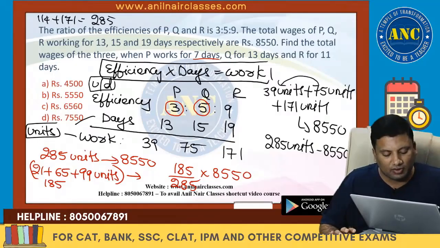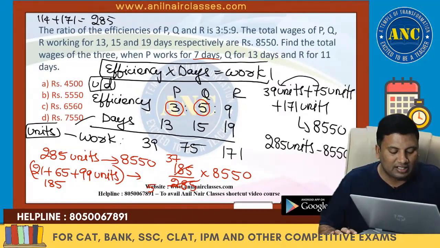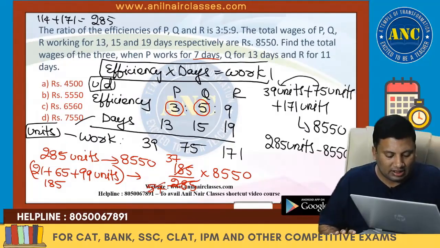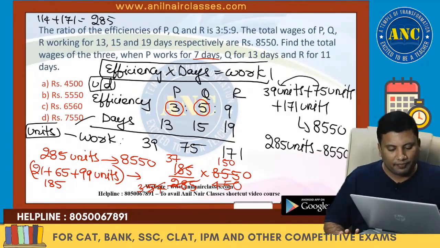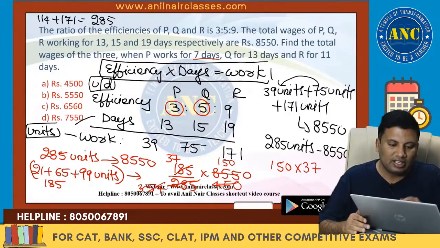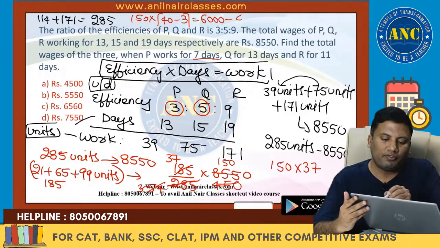Efficiency into days is work. These are 5 5s are 25, 5 7s are 35. These are 19 4s are 76, 19 5s are 95, 19 3s are 57. These are nothing but 3 into 150. Now here what you can do is 150 into 37, which is 150 into 40 minus 3, which is 6000 minus 450.